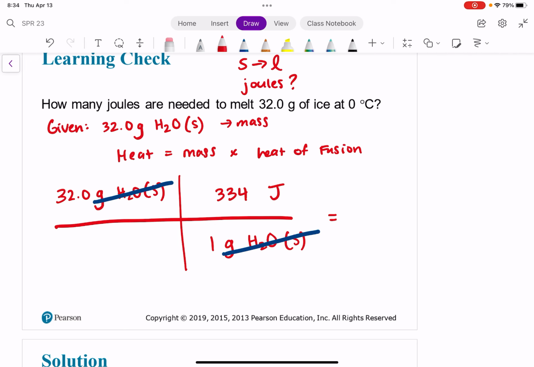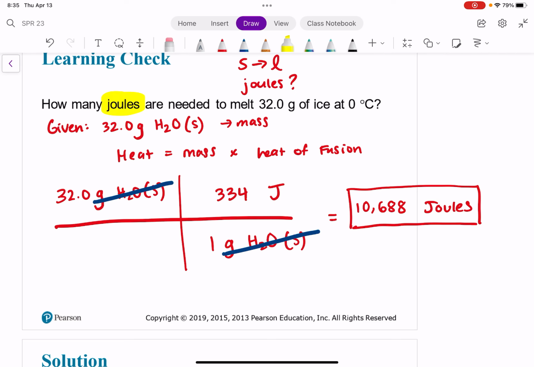So let's see, 32 times 334 is 10,688. 10,688 what? Yeah, joules. Okay, and that's our final answer. That's a really big number. You could convert to kilojoules, but because the question asked for it in joules, I'm just going to represent it in joules. If you were in lab and you were like, God, that's a big number, I don't want to write that all the time, you could convert it to kilojoules if you wanted to.